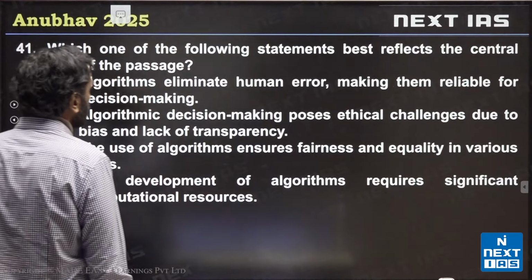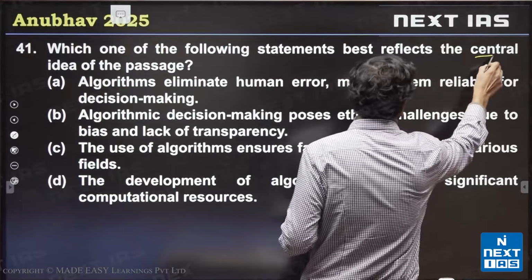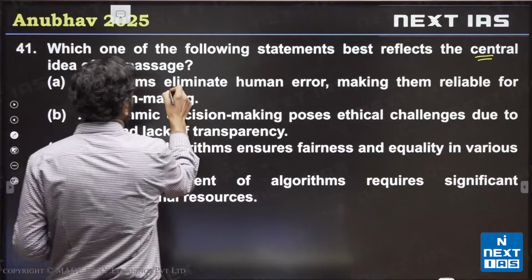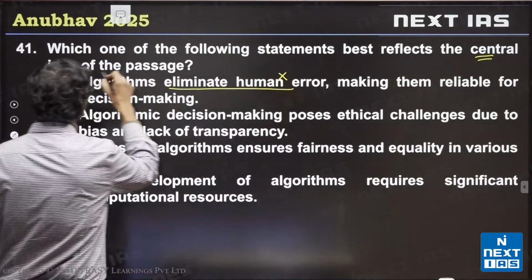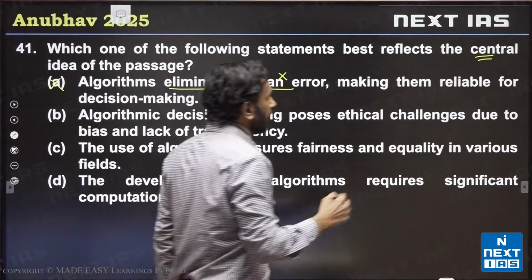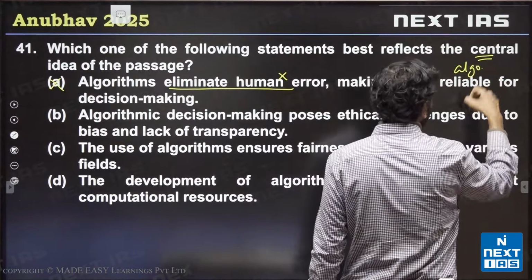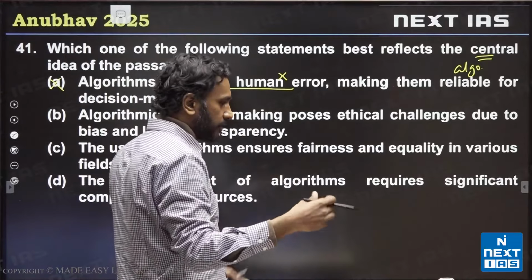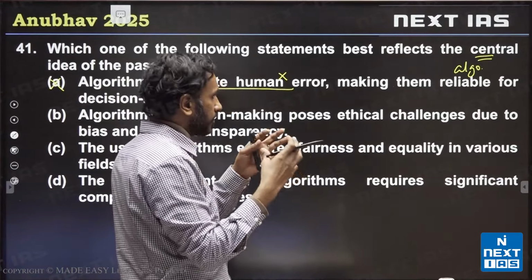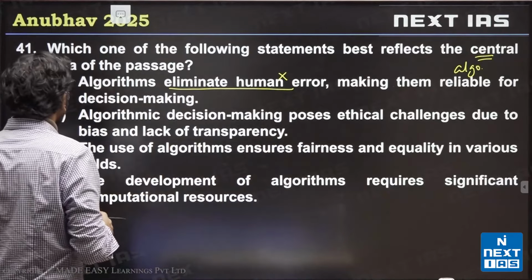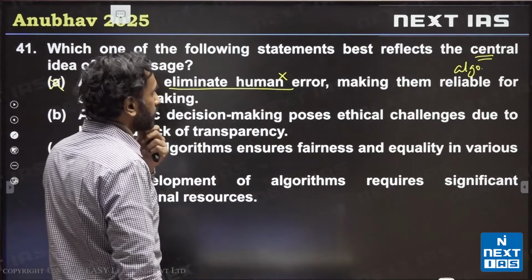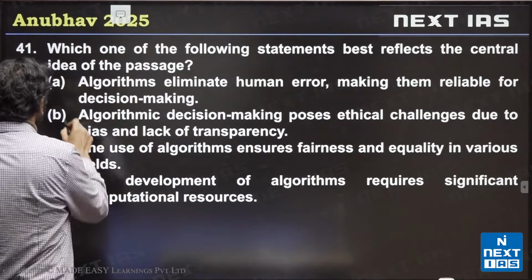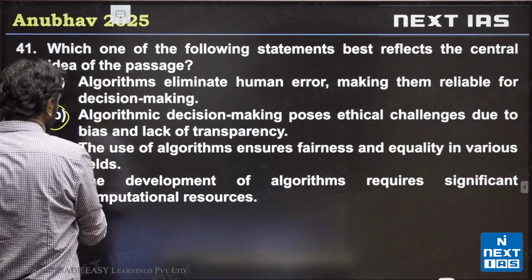Okay, so let's go through the questions. Best reflects the central idea. A says algorithms eliminate human error, making them reliable. Central idea is invalid. Central idea is saying we should use them carefully because they tend to have biases and they tend to favor the more general narrative as opposed to the marginalized narrative, etc. So B says algorithmic decision making may pose ethical challenges due to bias and lack of transparency. Option B seems like the closest possible choice already. We'll put B aside. We need to check if there are better versions of option B.